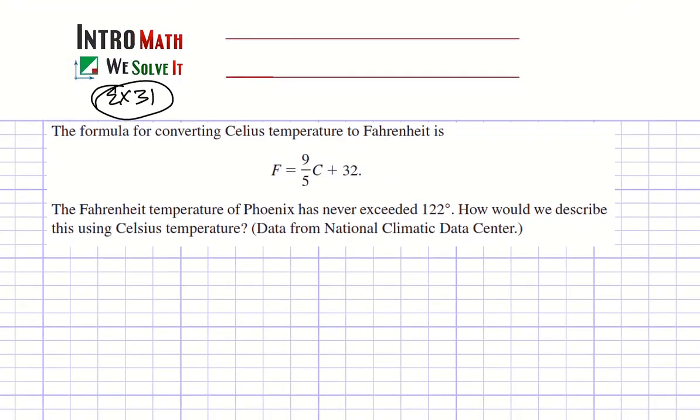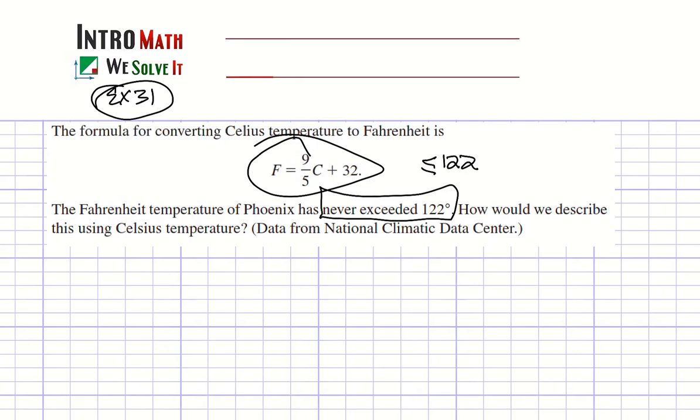So what is this one here? It's the same thing. The formula for converting Celsius temperature to Fahrenheit, you see, it's almost the same thing. The Fahrenheit temperature of Phoenix has never exceeded 122 degrees. Never exceeded. I hope I don't make the same mistake again. Never exceeded means 122 or less. That's all that means. How will we describe this using Celsius temperature? See what he's saying there?